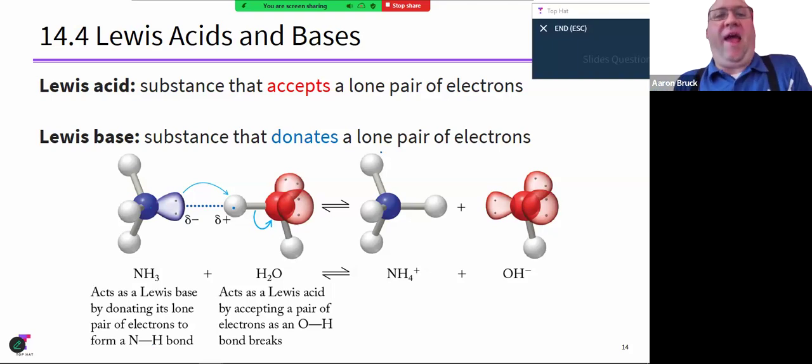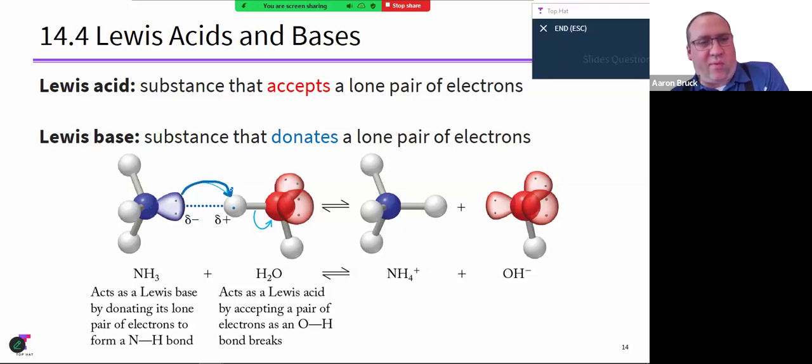Basically, what we're looking at now is, well, what if it isn't the hydrogen that's moving? What if it's the electrons that are moving? And so we look at this lone pair of electrons on ammonia, and we see that that lone pair of electrons is going out and grabbing this hydrogen.